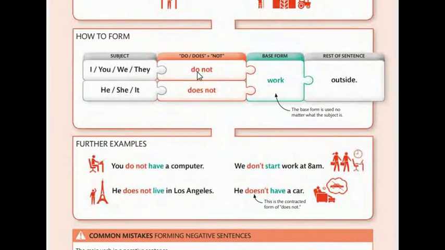You, we, they do not work outside. He, she, it doesn't work outside. Next one. The base form is used no matter what the subject is. For examples.